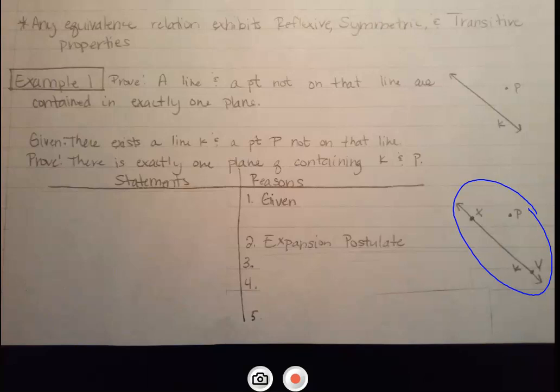All right, so what's the given information here? What's given? Because that's my first reason, is given. So would it just be the line K? Yeah, we just restate this. So there exists a line K and a point P not on that line. That's my given. That's what they told me.